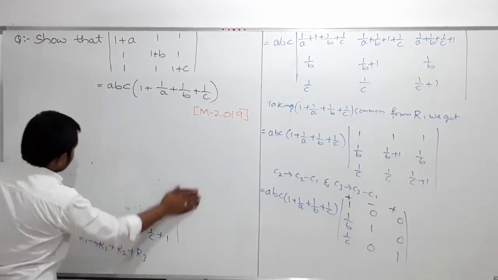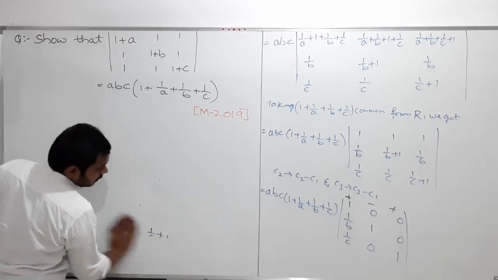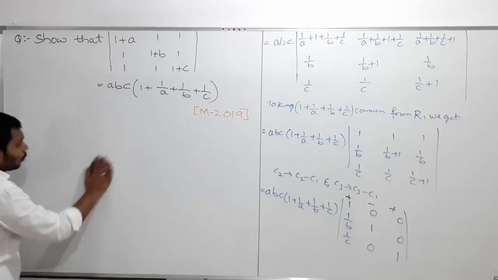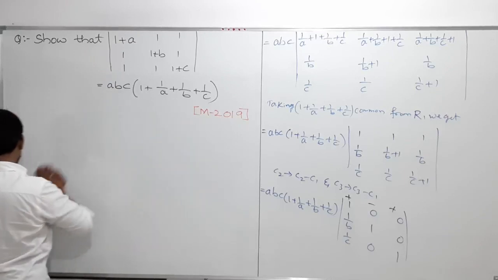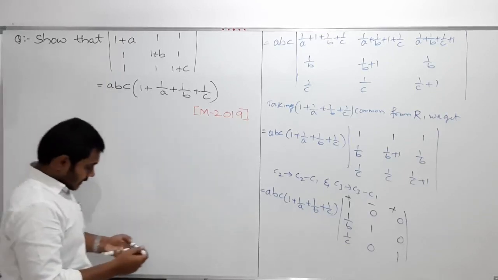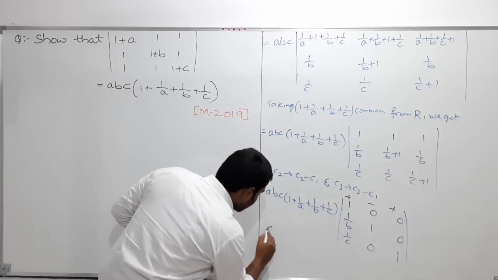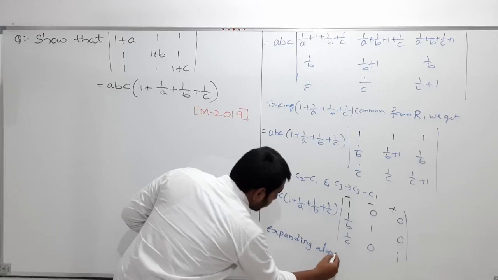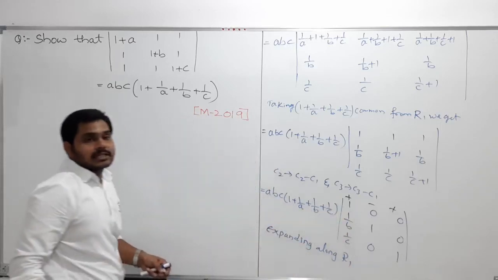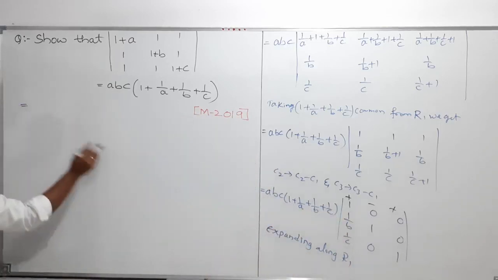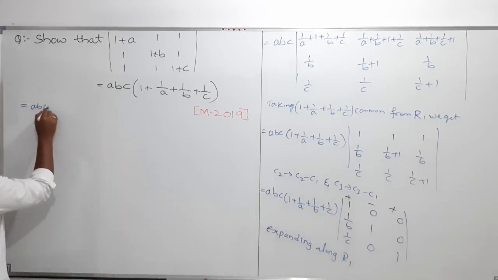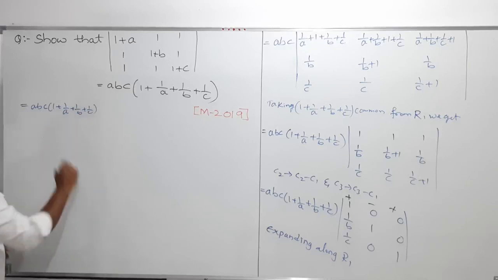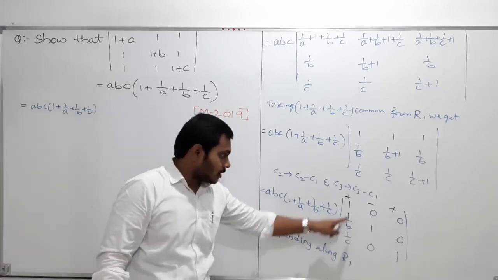I continue here. So expanding along row 1. Now I will expand along row 1. Clear? So that I am writing here: expanding along row 1. So now I am expanding along row 1. Therefore further this is equal to ABC into 1 plus 1 by A plus 1 by B plus 1 by C, and this. Now I am expanding along row 1.